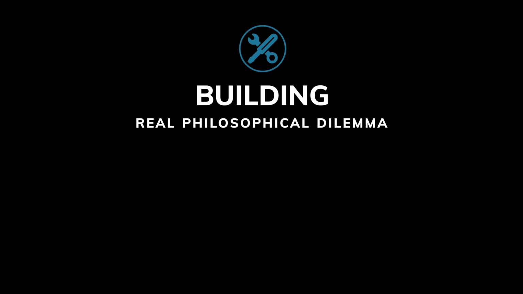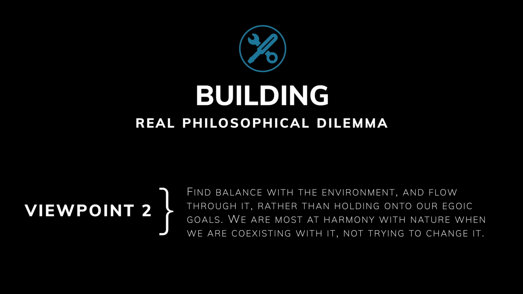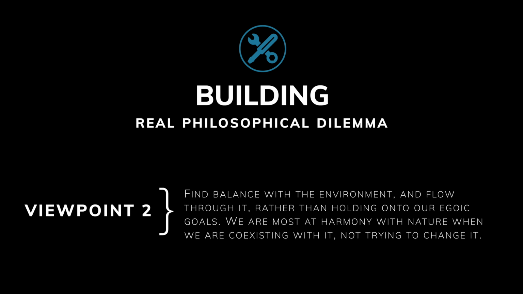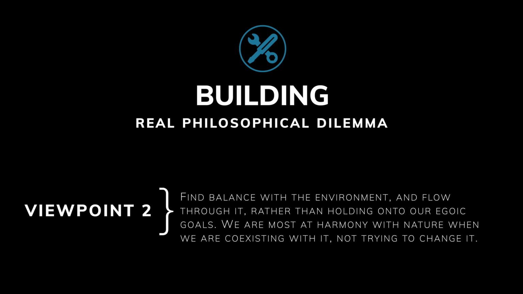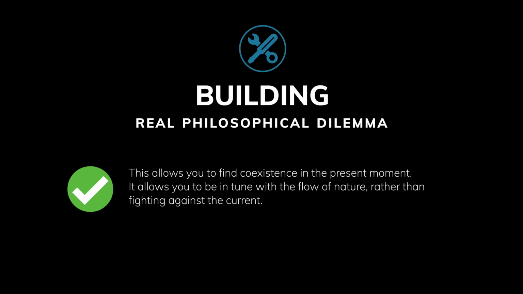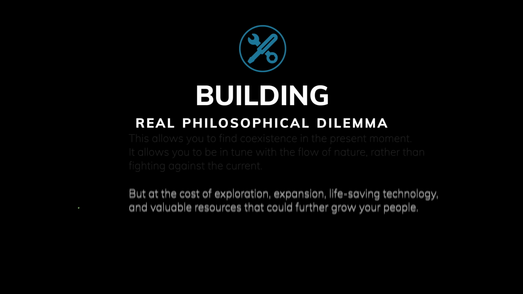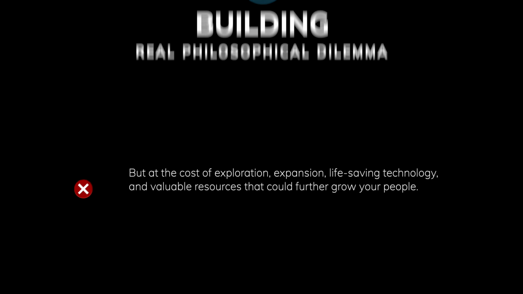Now let's look at the opposing viewpoint, viewpoint 2. We should find balance with the environment and flow through it, rather than holding on to our egoic goals. We are most at harmony with nature when we are coexisting with it, not trying to change it. The pro of this is that it allows you to find coexistence in the present moment. It allows you to be in tune with the flow of nature rather than fighting against the current. But there is a con. This comes at the cost of exploration, expansion, potentially life-saving technology, and valuable resources that could further grow your people.